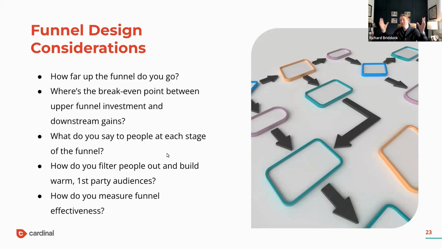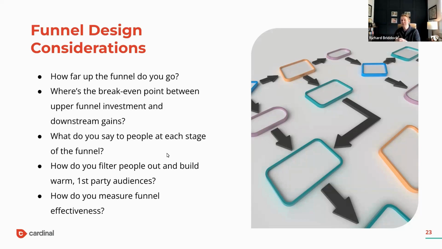Do you go all the way up to a completely broad demographic audience and you just try and target them? Or do you go up to people who are problem aware and searching for symptoms? That's something that you're going to have to think about with your funnel design, right? The other piece is, what's the break-even point when I go up the funnel?